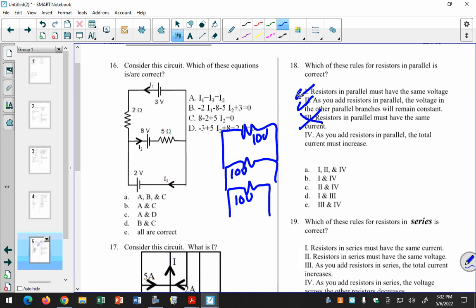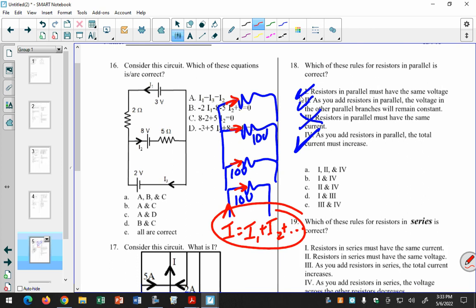And then as you add resistors in parallel, the total current must increase. That's true. Because if I have a current here, and a current here, and a current here, if I add another branch, then it gets another current, and this total incoming current is equal to the sum of those individual currents. That's one of our basic rules for resistors in parallel as well, that the current equals the sum of the individual currents. For resistors in series, remember that this rule, which is similar but different, is true: the source voltage is equal to the sum of the individual voltages.